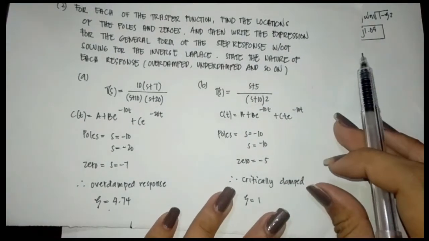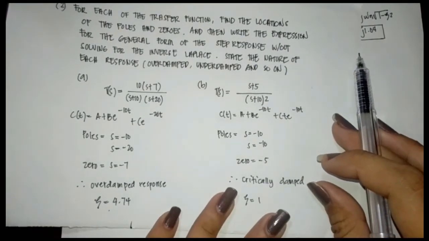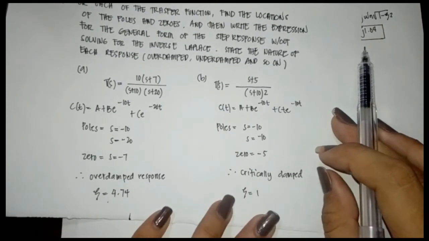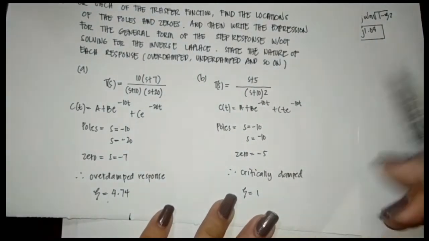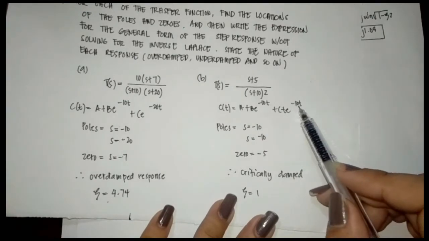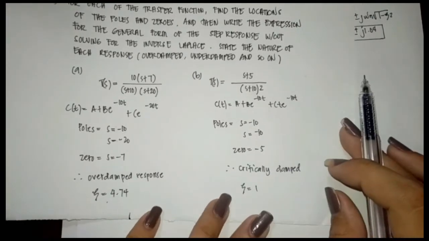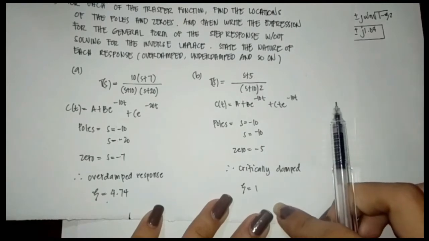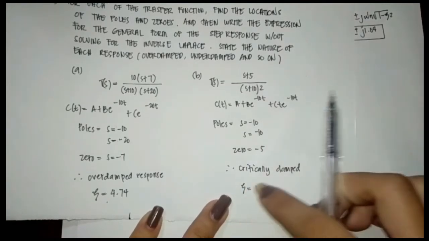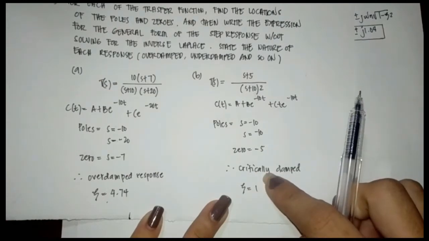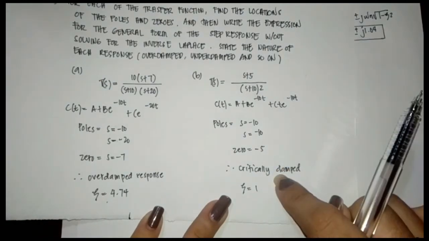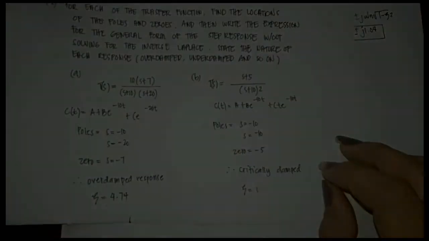So s + 5, we equate that to 0, same. So s is equal to negative 5. So c(t) is equal to A plus B e raised to the power of negative 10t plus C t e to the power of negative 10t. So when we calculate the damping ratio of this given transfer function, our damping ratio is equal to 1, and the response will be a critically damped response, because a critically damped response has a damping ratio equal to 1.